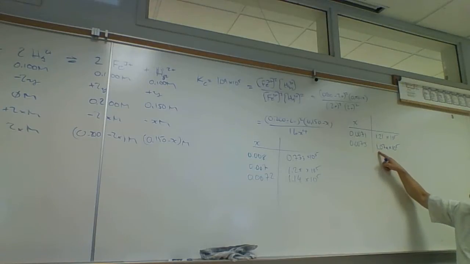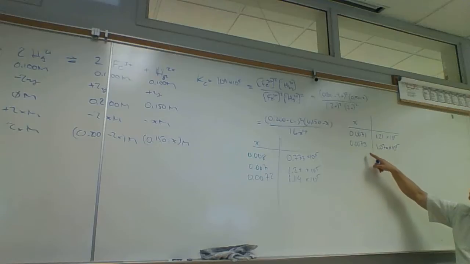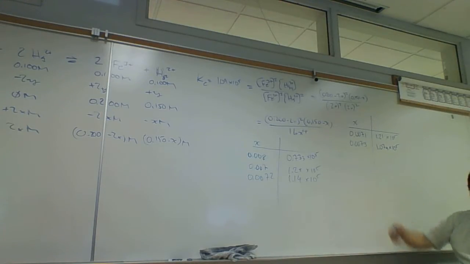But what is it closer to? This is 1.08. That's 1.09. So it's very close. So what do you want to do for your next guess? Somewhere in the middle. Not in the middle. I would go closer to 3. So give me a number closer to 3.